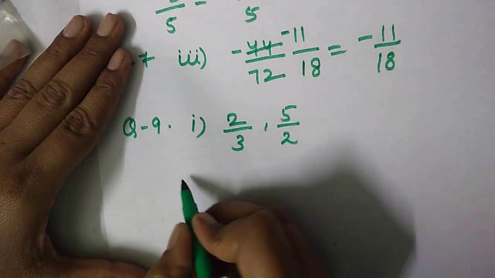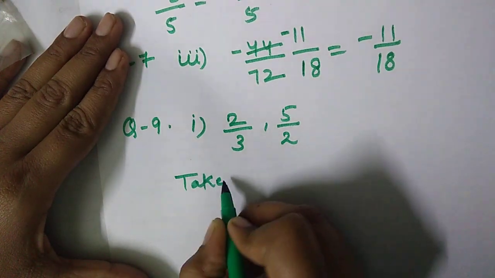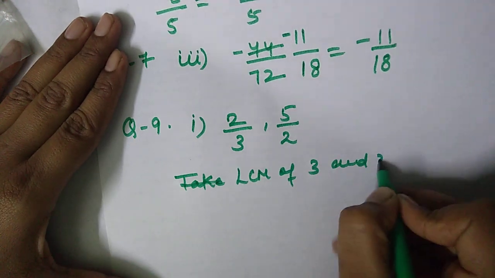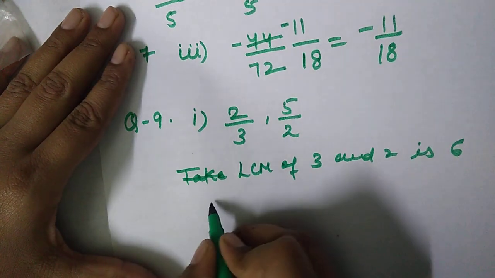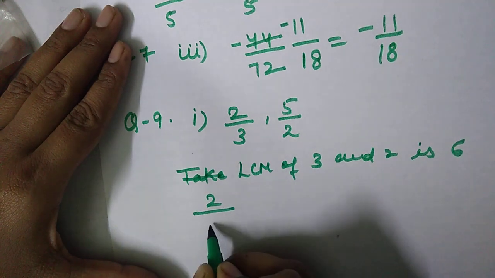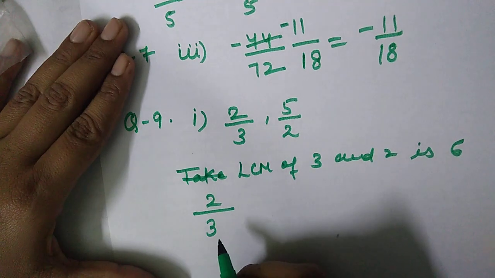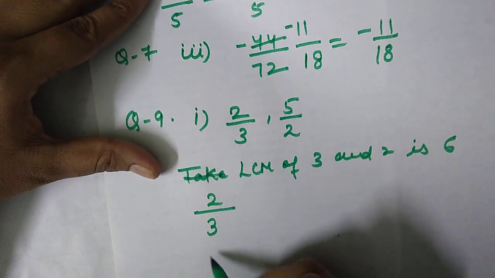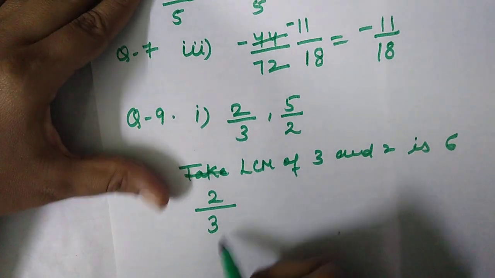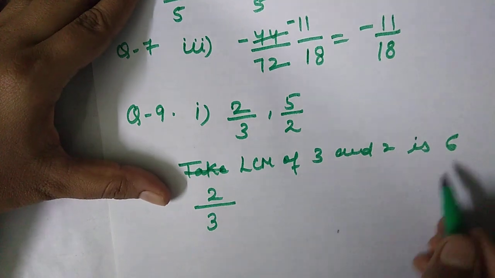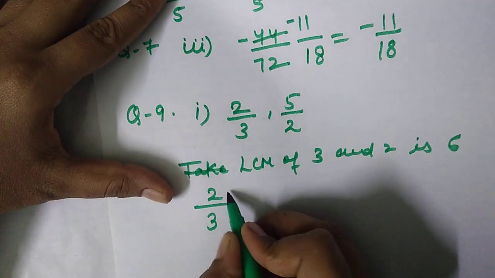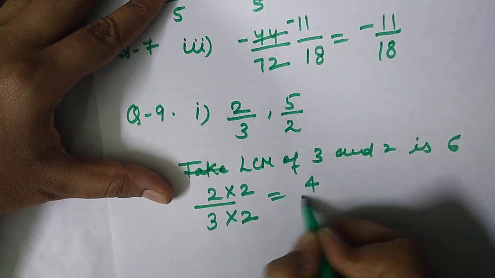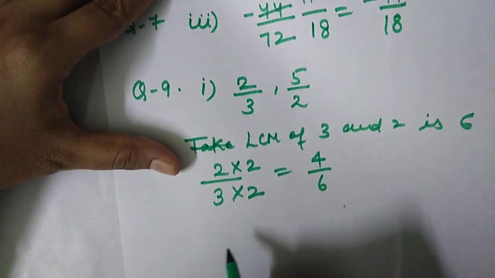Okay, so first I will take the LCM of 3 and 2, which is 6. Now I will make each fraction's denominator equal to the LCM. So you have to think of a number to be multiplied with the numerator and denominator so that the denominator comes out to be 6. For that I have to multiply by 2, because 3 times 2 is 6, so it is 4 by 6. Now come to the second fraction.